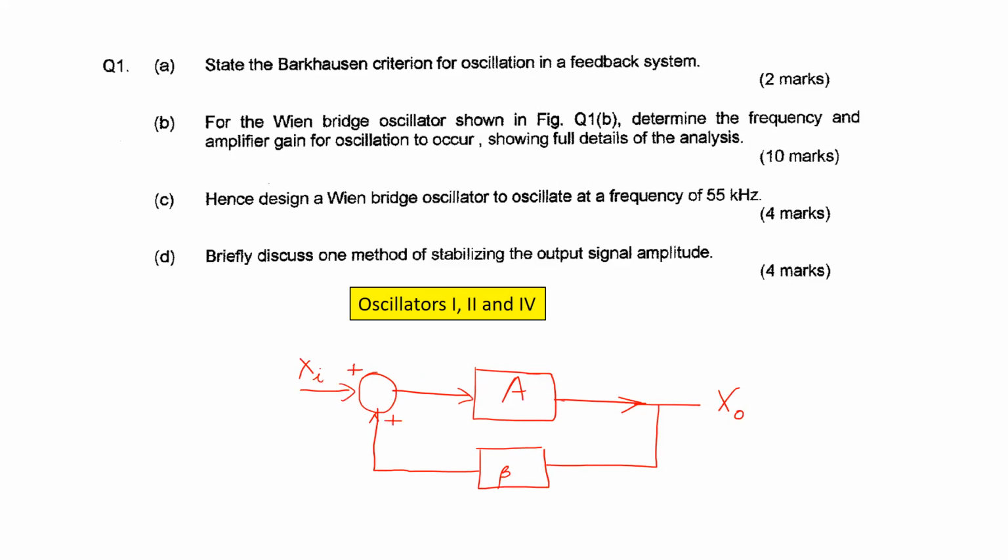We're making sure that the feedback is positive. We know from our block diagram and from systems theory that the transfer function here, xo over xi, is equal to what? xo over xi is equal to what? One over one minus AB. Is it 1, or is it A over 1 minus AB?